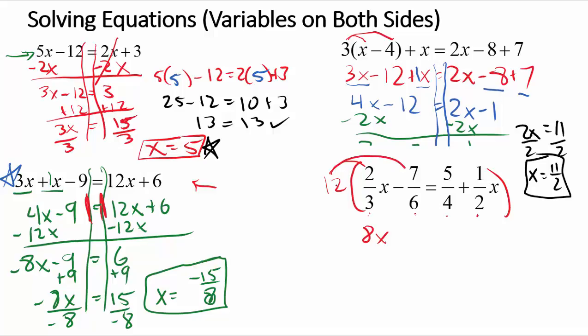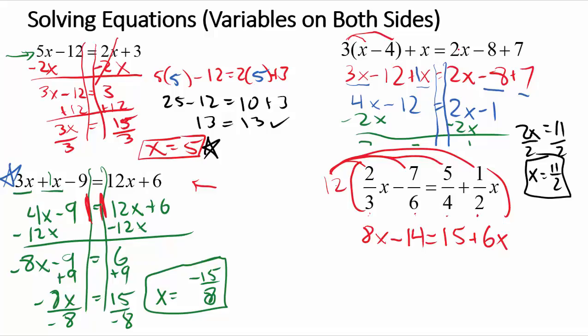Bring it to the next one. 12 divided by 6 is 2, times 7 is 14, so that'll give me a minus 14. Notice that the fractions are clearing out after I'm multiplying everything through by 12. There aren't any fractions left here. 12 times 5 over 4, so 12 divided by 4 is 3, times 5 is 15. Keep going here. 12 times 1/2 is 6. So half of 12 is 6. That'd be 6x. And we're getting pretty close here.